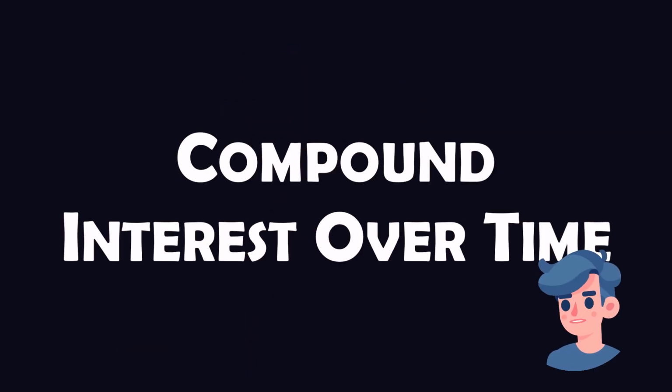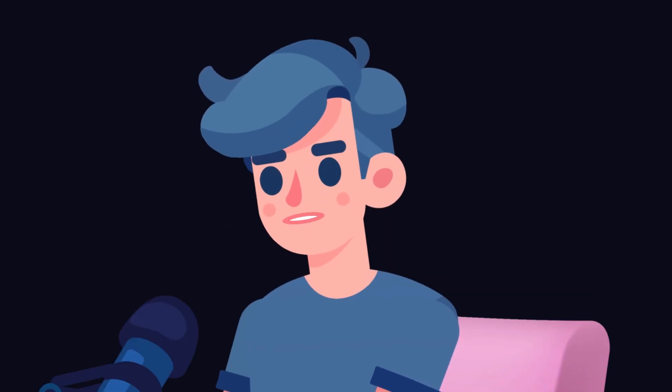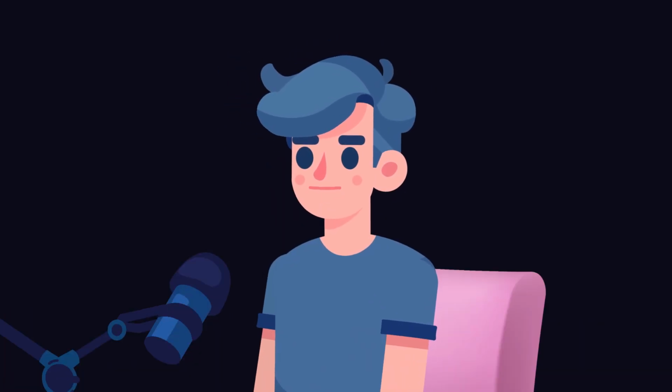To illustrate the power of compound interest over time, let's look at an example with a graph. Suppose you invest $1,000 at a compound annual interest rate of 5% for 10 years. As you can see, the investment grows significantly over time thanks to compound interest. Next, let's address some common questions about interest.